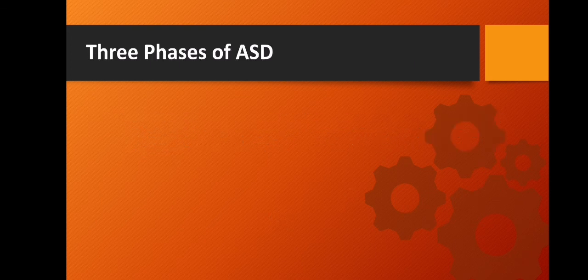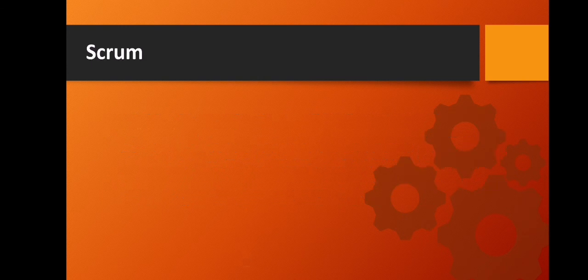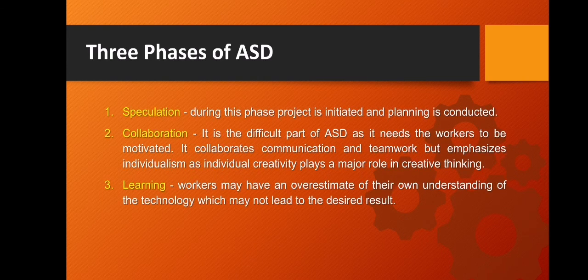So here are the different phases of the ASD. First we have three phases: speculation, collaboration, and learning. Let us discuss them one by one. So, speculation. During this phase, the project is initiated and planning is conducted.